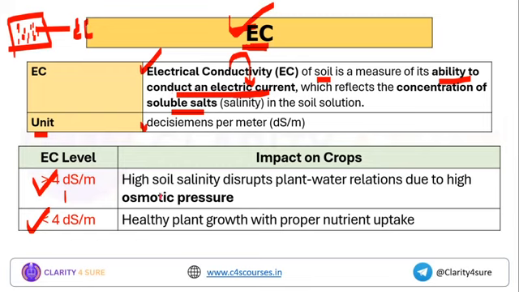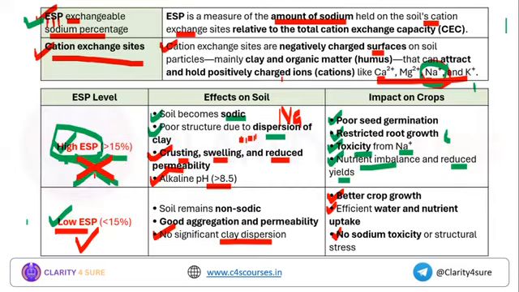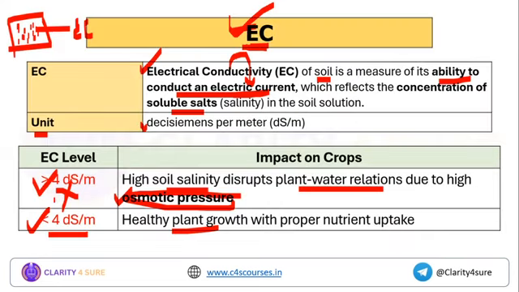An EC level of more than 4 decisiemens per meter means high soil salinity, which is going to disrupt the plant water relation due to osmotic pressure. We will see this concept again in the coming slides, but high EC is not desirable for us because it is going to create osmotic pressure, and low EC is healthy for plant growth. High ESP is not good, high EC is not good.